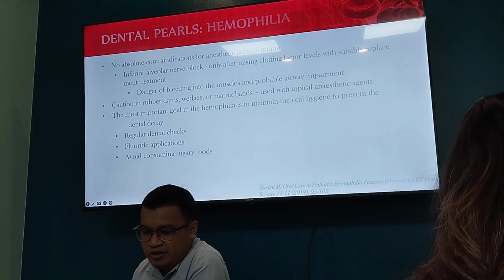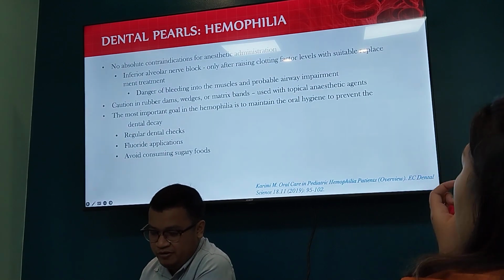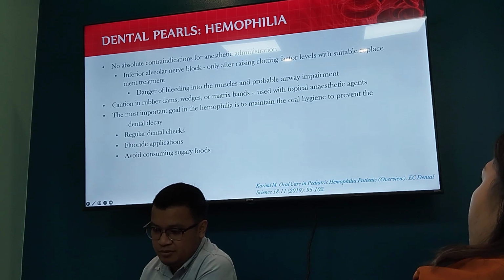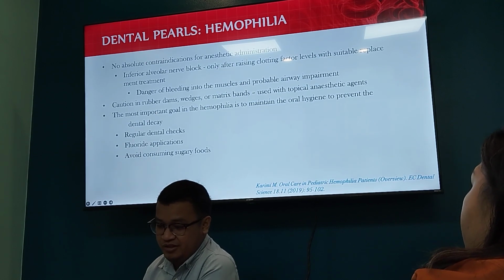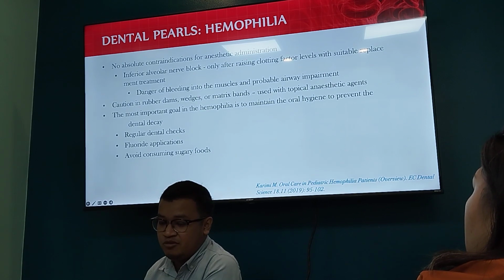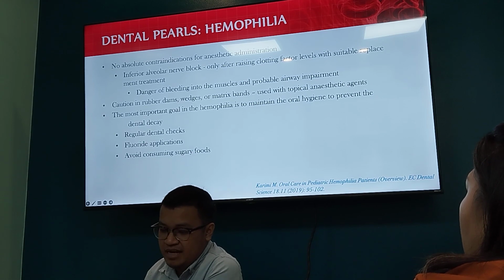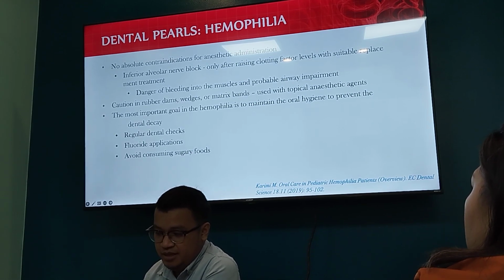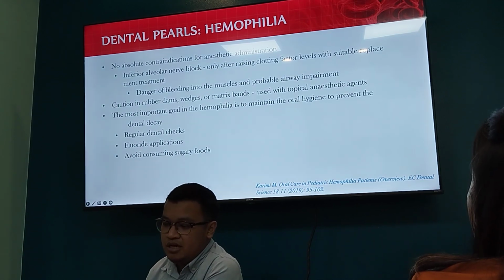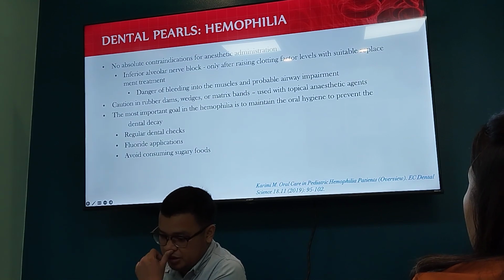There are no absolute contraindications for the anesthetic administration. Inferior alveolar nerve block is used only after raising enough clotting factor levels with suitable replacement, as there is a danger of bleeding into the muscles and probably airway impairment owing to the hematoma in the retromolar and pterygoid region. So it may increase the chance of mortality due to the obstruction of the airways, and in many cases, intraligamentary or intraosseous injections are used as adjuncts to these nerve blocks to avoid such complications.